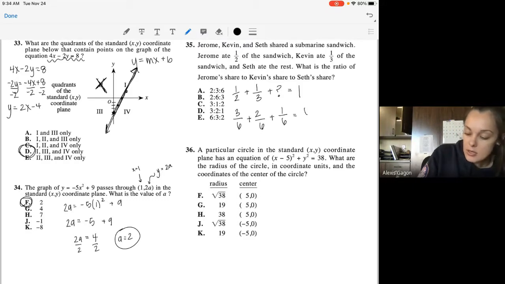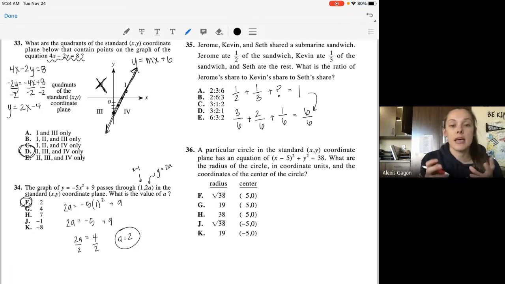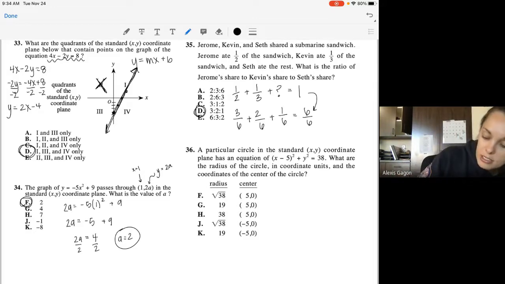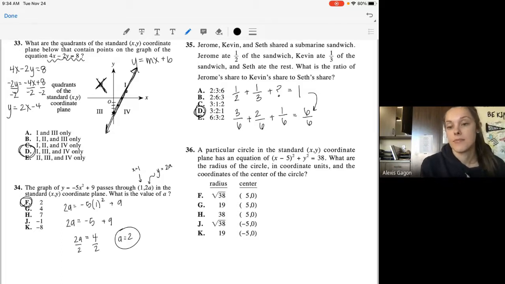And this is going to equal the 6/6, which is the same thing as 1. So then if we're doing this as parts, we can think of 1/6 being 1 part. So 3/6, that means Jerome ate 3 parts. Kevin ate 2 parts. And Seth ate 1 part. So this would be 3 to 2 to 1. Any questions with that?